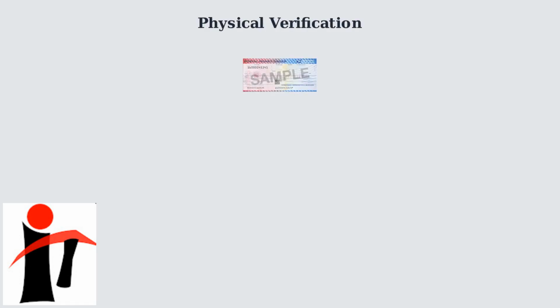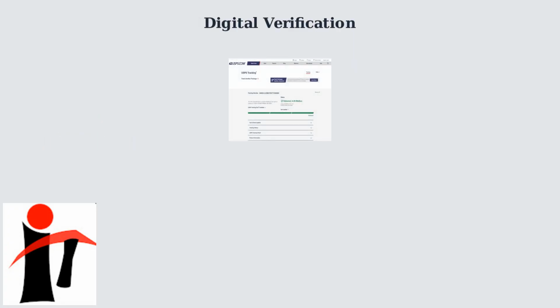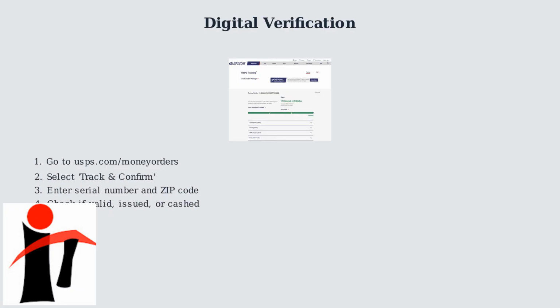First, examine the physical money order for security features. Look for watermarks, security ink, and a unique 10-digit serial number that helps identify it. To verify digitally, visit the official USPS website at usps.com/moneyorders. Use the Track and Confirm tool by entering the 10-digit serial number and the payer's zip code.